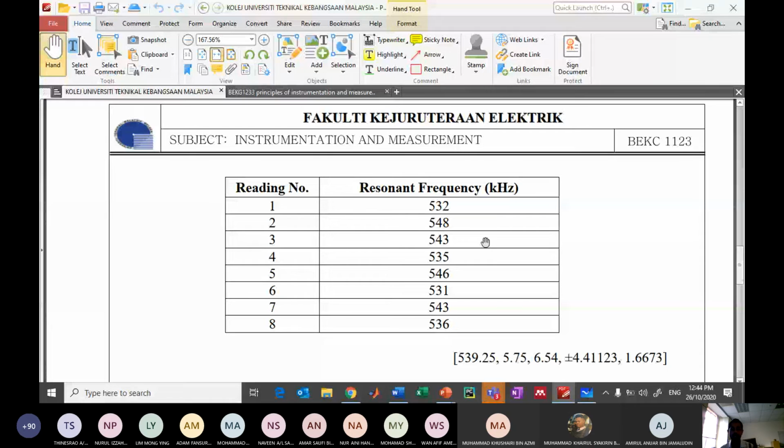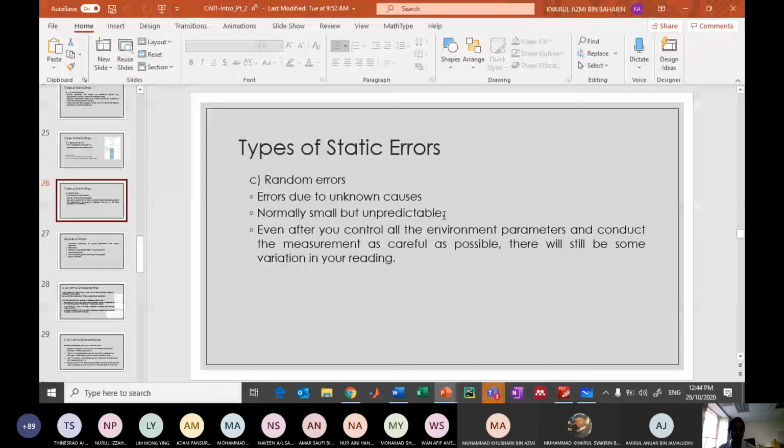Okay, bila dia ada variation dan kita dah semua perkara-perkara lain kita dah maintain sama, then we can attribute this to random error. So random error ni memang kita buat perfect macam mana pun dia tak akan dapat bacaan yang sama setiap kali kita baca. Tapi keyword dia dekat sini adalah normally small but unpredictable. So biasanya small. So even after you control all the environment parameters and you conduct as careful as possible, there will still be some variation in your reading.